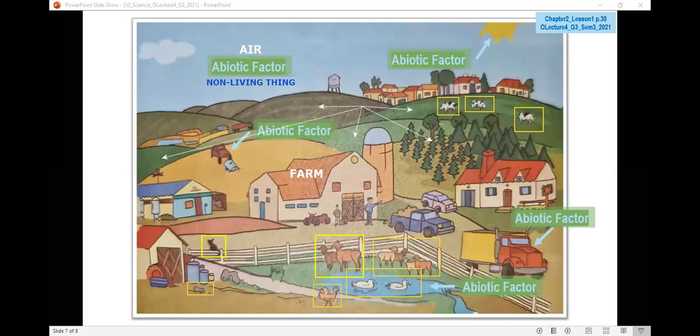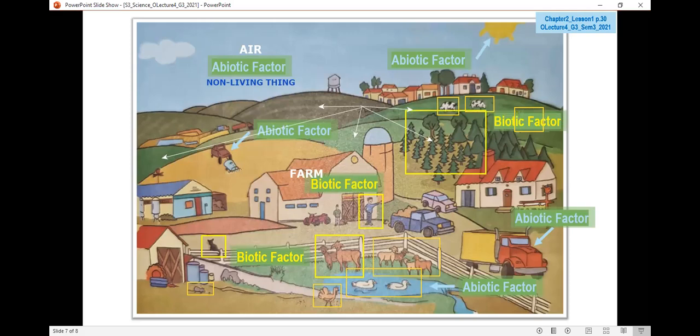Animals are biotic factors. People are biotic factors. The plants are also biotic factors. So, biotic factors are the living things. Abiotic factors are non-living things.